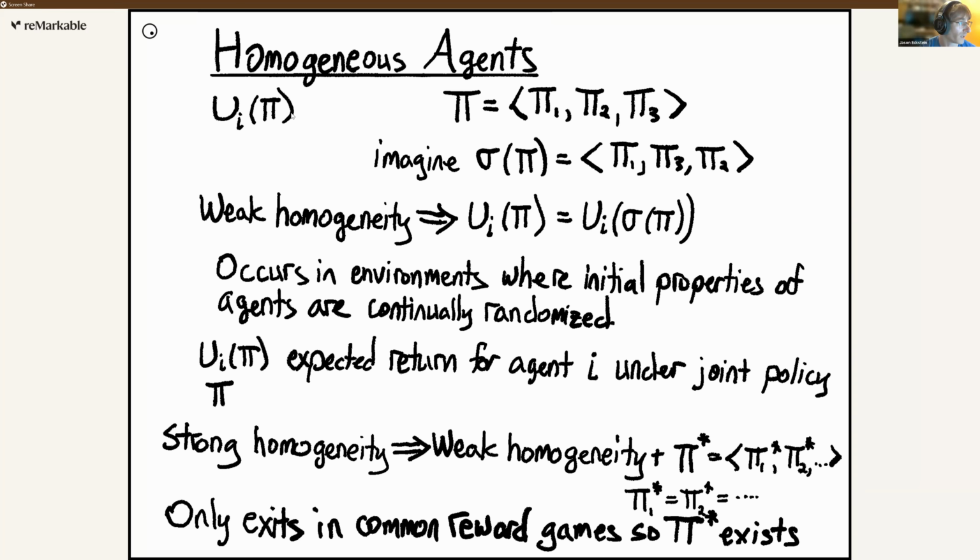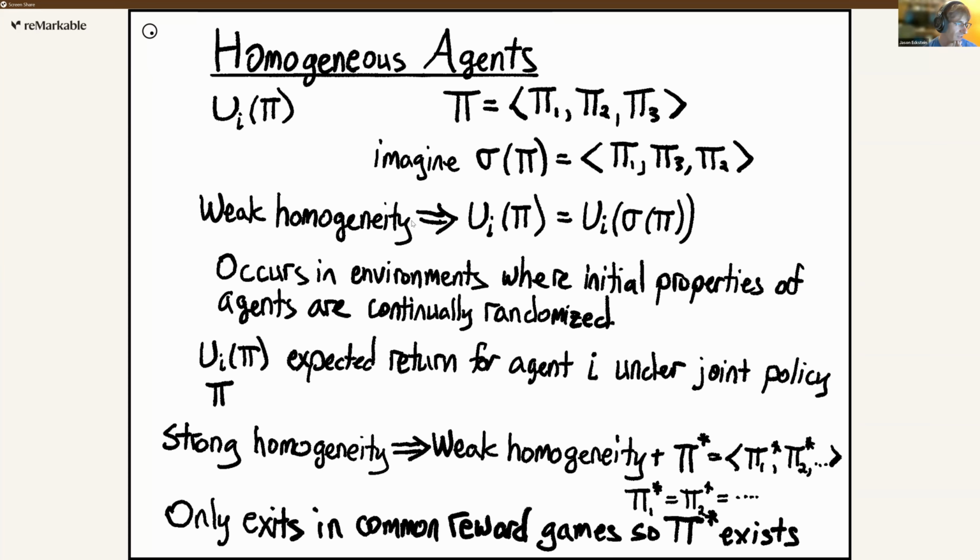So if this was like U1 of pi, it would mean what is the return that agent 1 expects when all three agents are following this policy pi 1, pi 2, pi 3. Now, let's imagine that we just permute this joint policy so that what once was called agent 2 is now going to follow the policy of agent 3 and vice versa for agent 3. Now, there's this condition of weakly homogeneous agents.